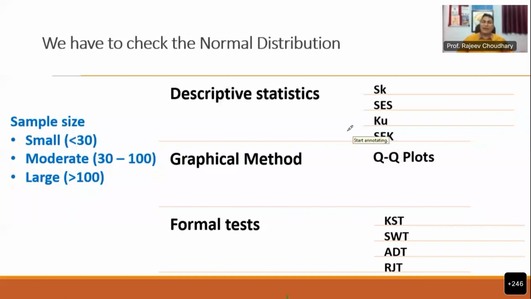Accept the results and apply parametrics. Why? The cause is these formal tests are very accurate in case of large sample, but these are very sensitive in case of moderate sample size. So, ladies and gentlemen, if the formal answer of the formal test is yes, data is non-normal, no, there is a possibility of outliers.